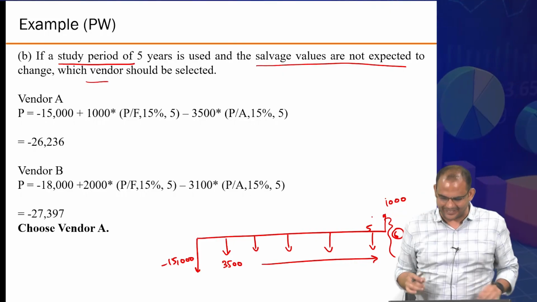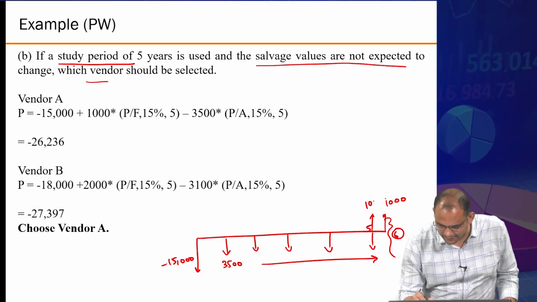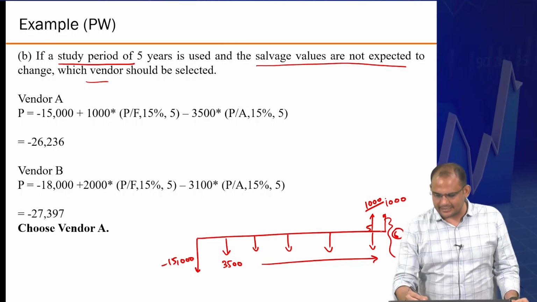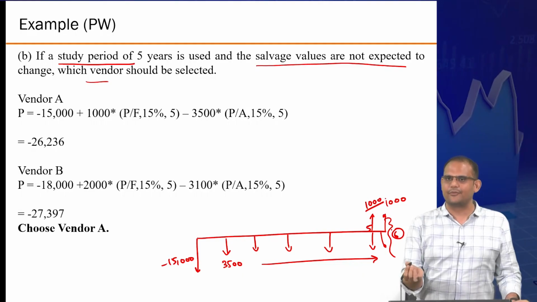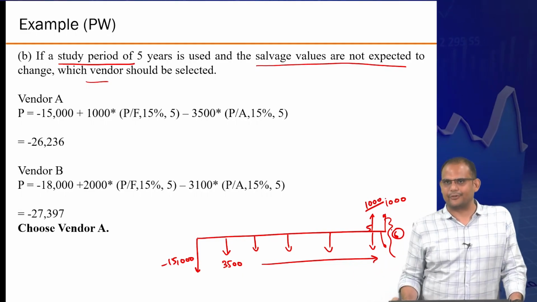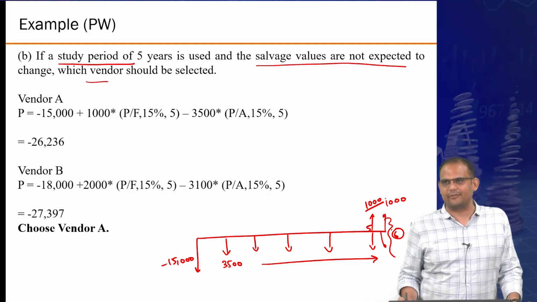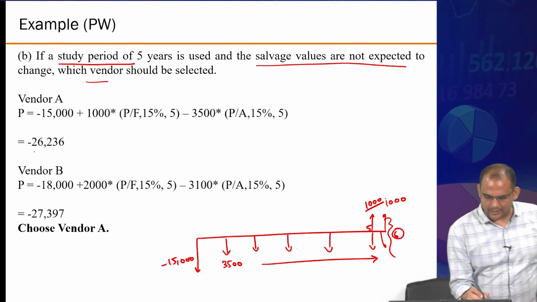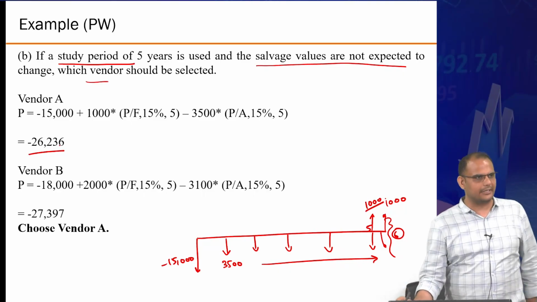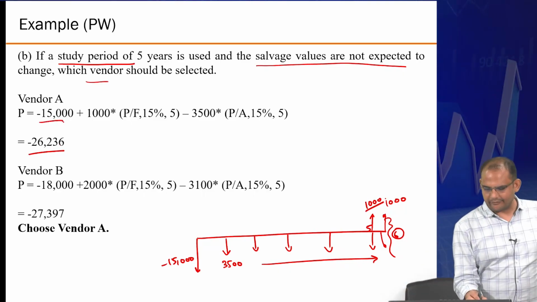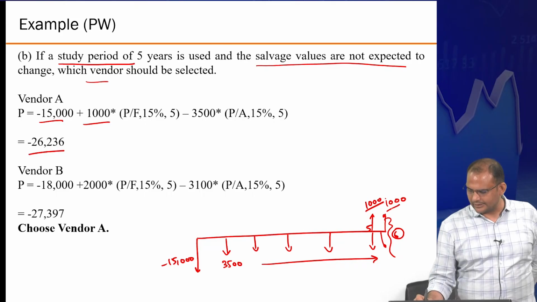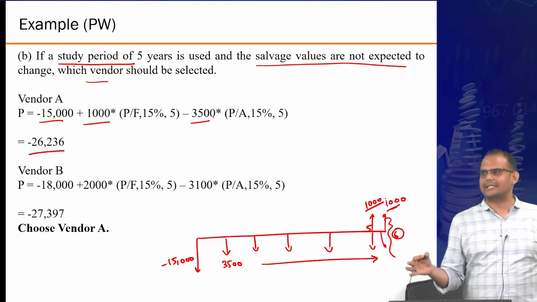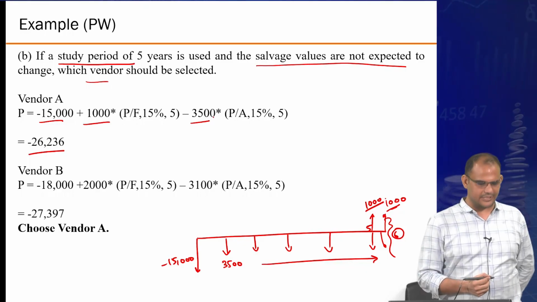Try to read. So this is the $1,000 at the end. You are assuming that everything happens only in this. It doesn't make sense if this asset is unused for 1 year, right? Your company may not exist after 1 year. So in this case, the value is coming out to be 26,236, right? 15,000 for this, 1,000 is the salvage value, and 3,500 for 5 years distributed as A. You are getting this value.